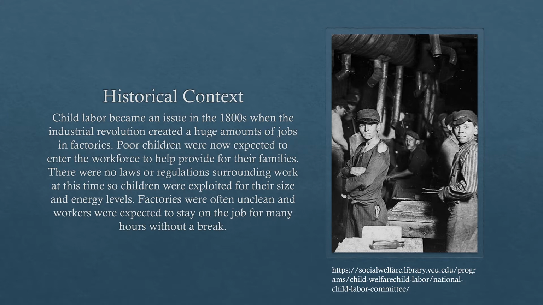Historical context: child labor became an issue in the 1800s when the Industrial Revolution created huge amounts of jobs in factories. Poor children were now expected to enter the workforce to help provide for their families. There were no laws or regulations surrounding work at this time, so children were exploited for their size and energy levels. Factories were often unclean, and workers were expected to stay on the job for many hours without a break.